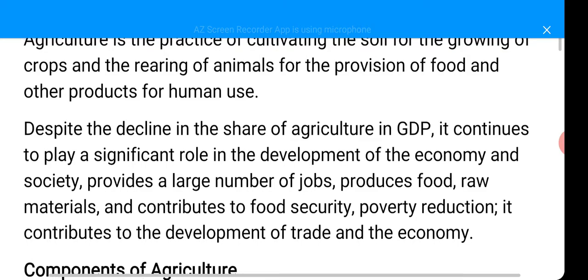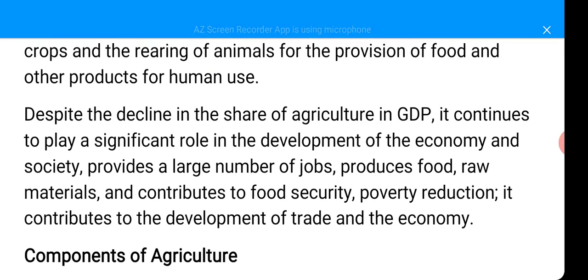Despite the decline in the share of agriculture to the GDP, agriculture continues to play a significant role in the development of the economy and society. It provides a large number of jobs, about 36%, produces foods and raw materials, and contributes to food security and poverty reduction. It contributes to the development of trade and the economy.